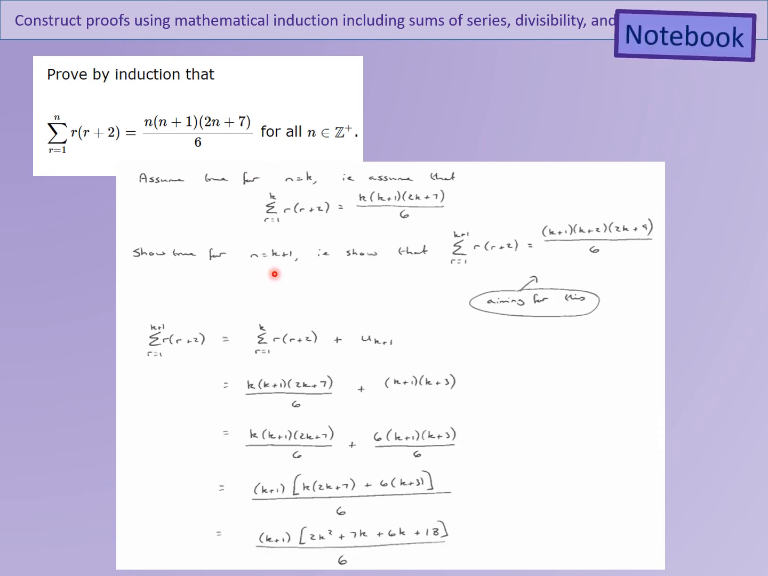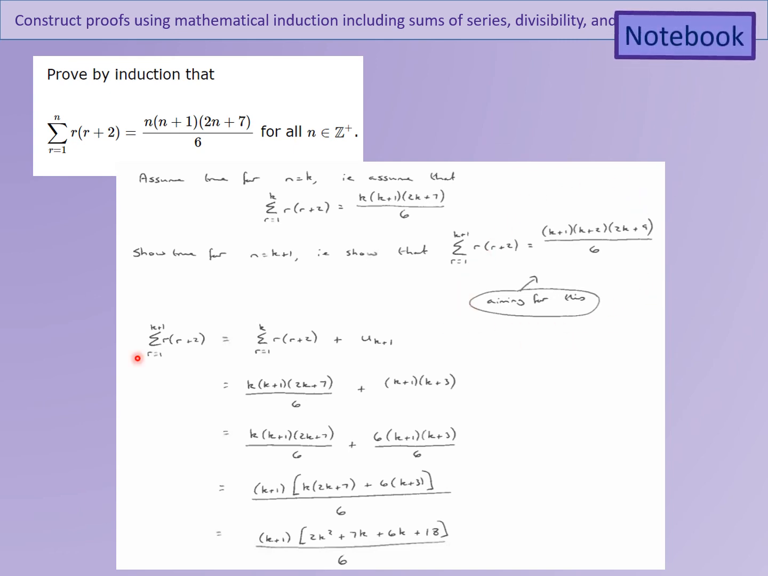We're now going to show that it's true for n equals k plus 1. This is writing down the thing that we are aiming for. So we are aiming to get the sum from r equals 1 to k plus 1 of r, r plus 2 is, and then we've just gone back to the original rule and substituted k plus 1 in each time we see an n. So we're aiming to get k plus 1, k plus 2, 2k plus 9, all over 6. It's a good idea to write this step down because that way you know when you've arrived at the correct answer.